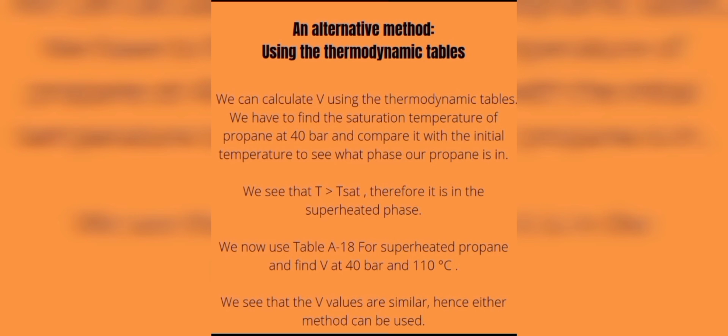An alternative method using the thermodynamics tables. We can calculate V using the thermodynamics tables. We have to find the saturation temperature of propane at 40 bar and compare it with the initial temperature to see what phase our propane is in. We see that T is greater than T saturation, therefore it is in the superheated phase. We now use table A18 for superheated propane and find V at 40 bar and 110 degrees Celsius. We see that the V values are similar, hence either method can be used.